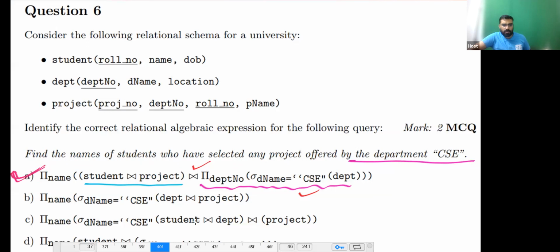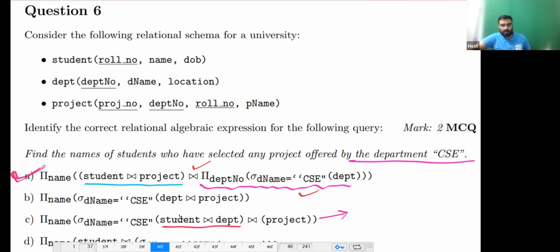But what is the answer for option C? What information is option C giving you? In option C, you are doing this. First you are doing the natural join of these two. Can you do that? Yeah, you can do that. That will be a cross product, right? Yes or no? So basically you have done the cross product, correct?